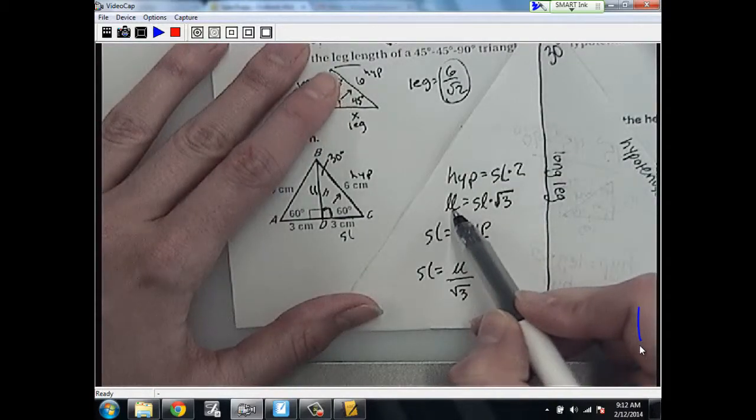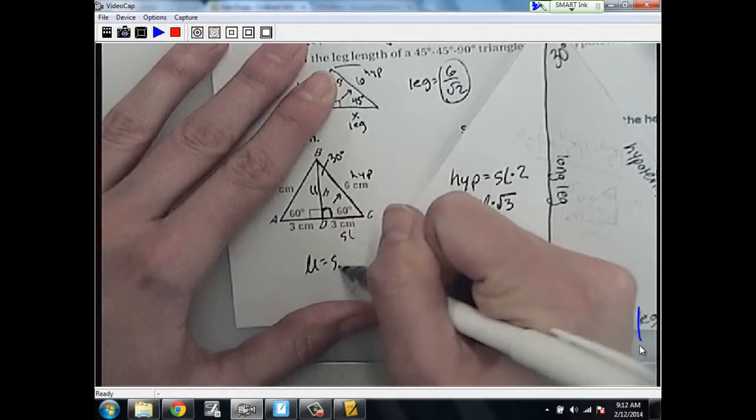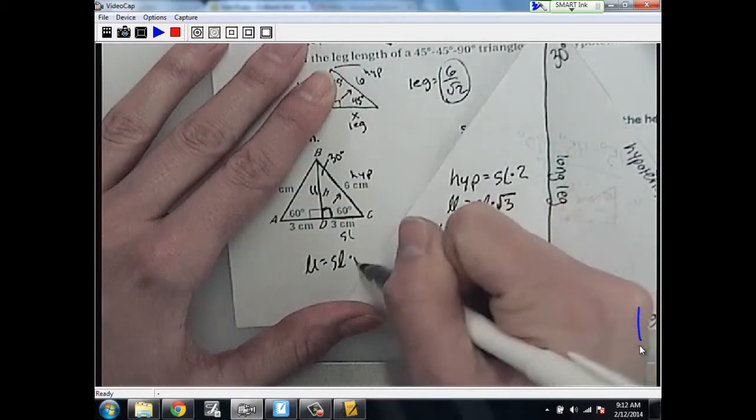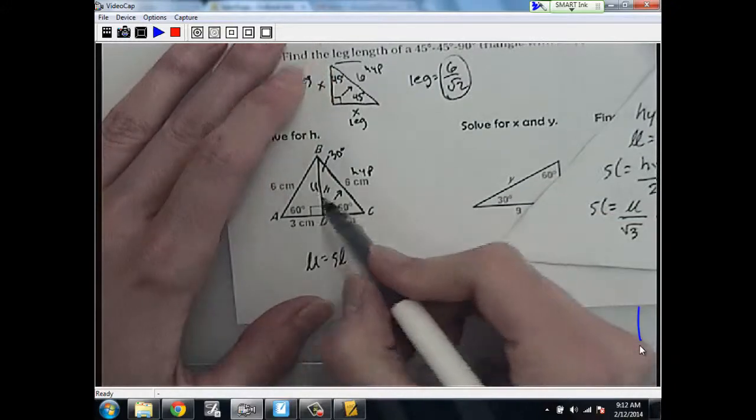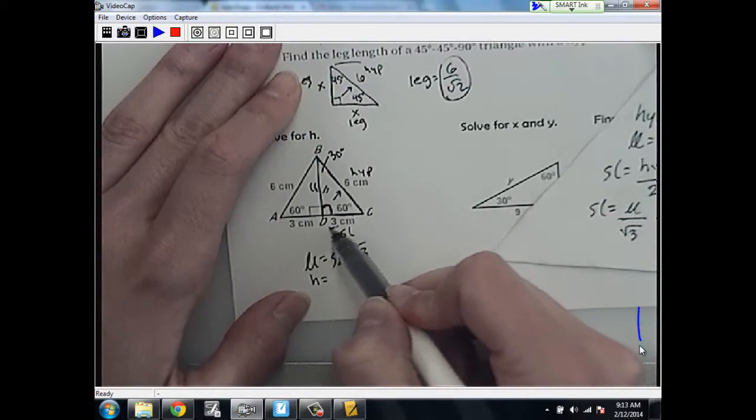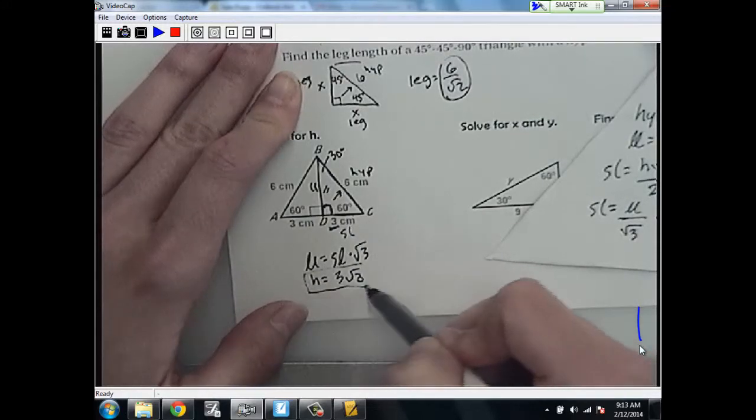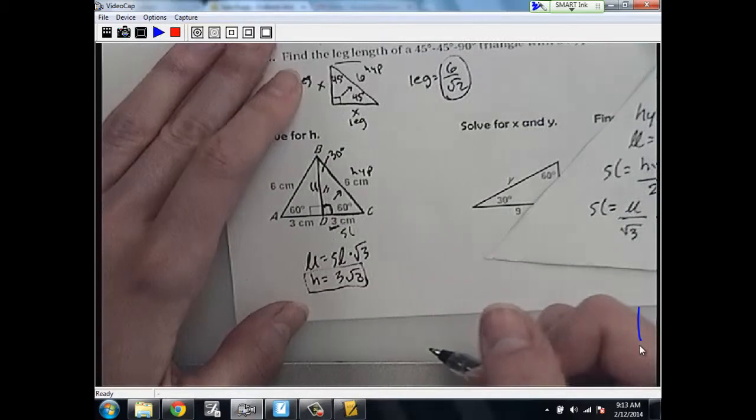So how do I find my long leg? It equals the short leg times the square root of 3. Long leg equals short leg times the square root of 3. Plug in what we have. The long leg is our h. The short leg, right here, is 3 times the square root of 3. We're going to leave it just like that.